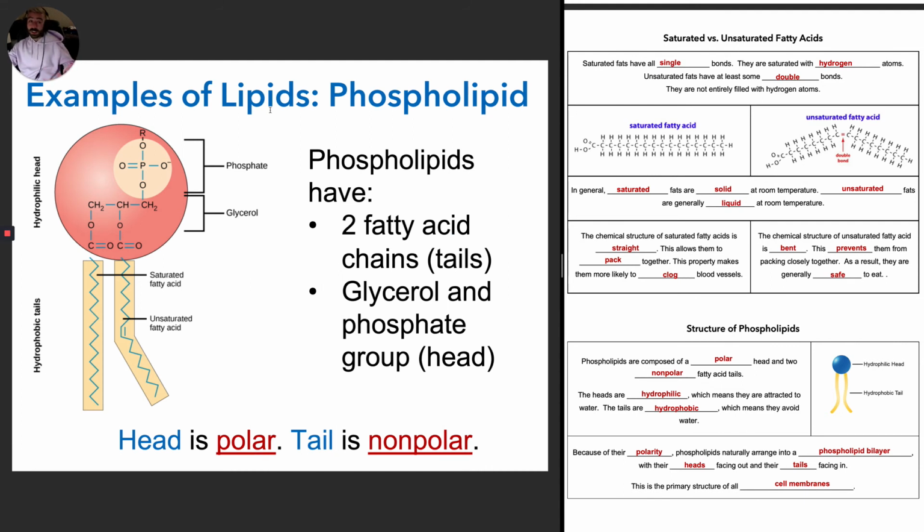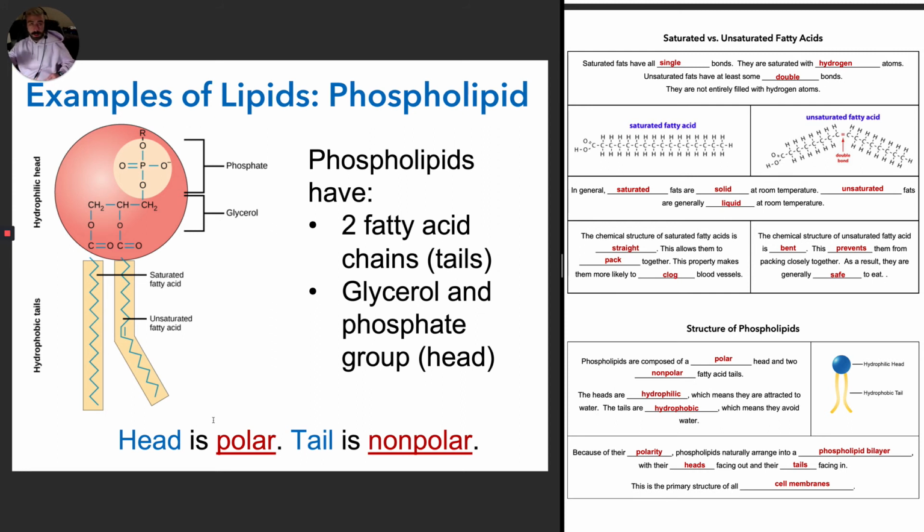So one example of a lipid is something called a phospholipid. And so that's what this is here. And they have two parts. They have a head, which is polar, and a tail that's nonpolar. This head is made of glycerol and a phosphate group, but I'm less worried about you knowing what it's made of and more that you know it's a polar head. And then it has a nonpolar tail, which is a saturated fatty acid and an unsaturated fatty acid.